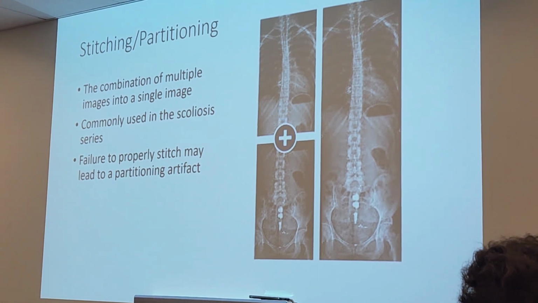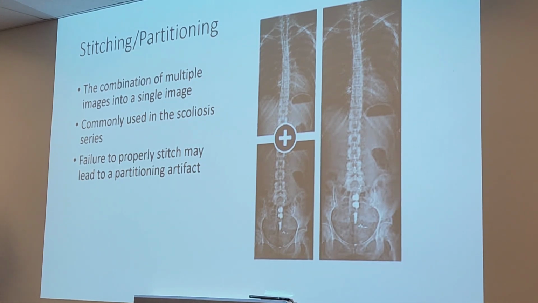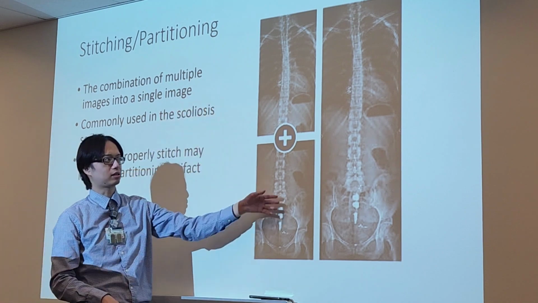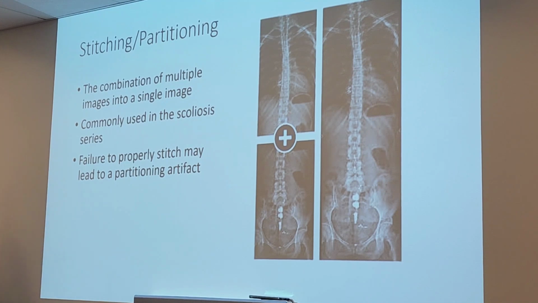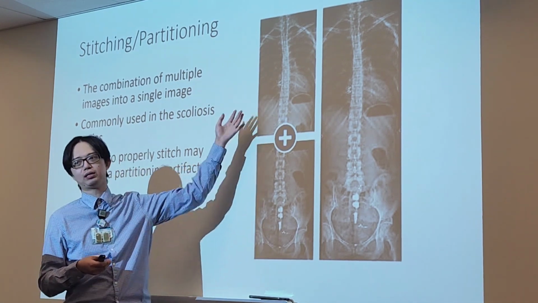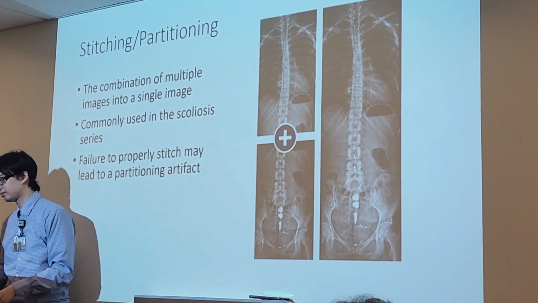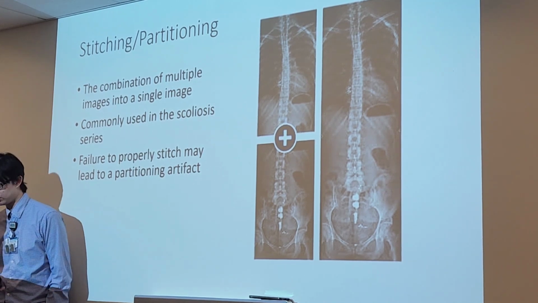Next one, stitching. This one is really straightforward. What does stitching mean? Bringing it together, tying it together. All you're doing is taking two separate images and combining them into one, or sometimes three images and combining them into one. That's all it is. If you don't stitch them properly, however, the computer can't figure out where the overlap is, and you can end up with an artifact. But normally it should be okay. Normally it's just two images, two to three, depending on your machine.